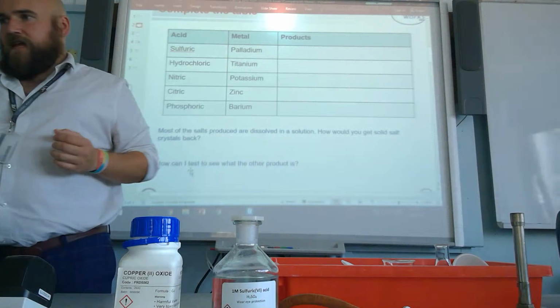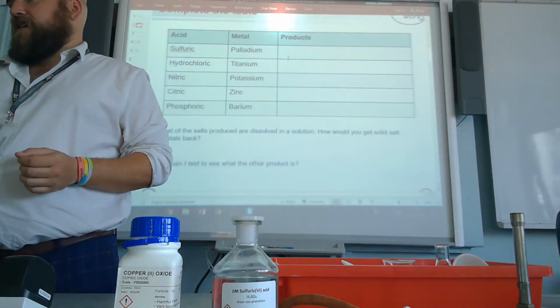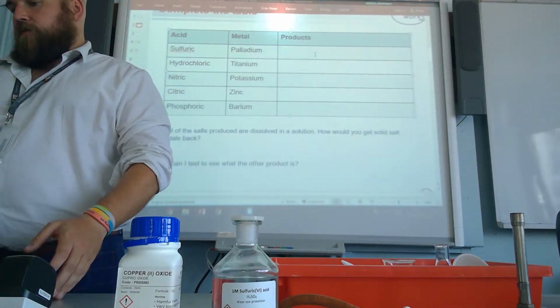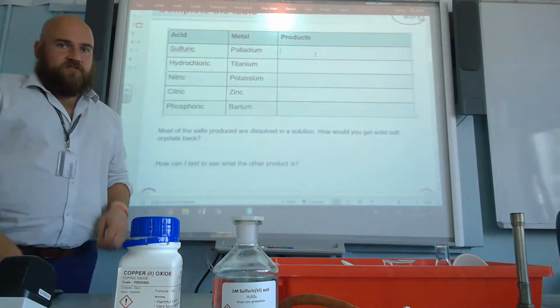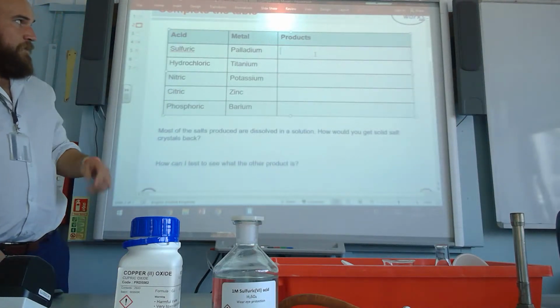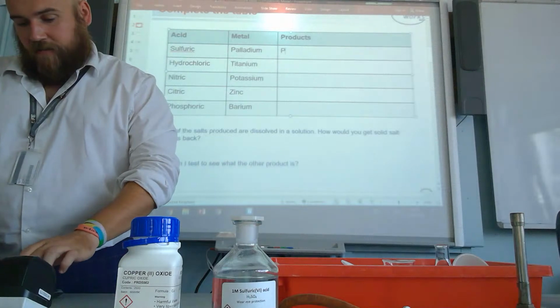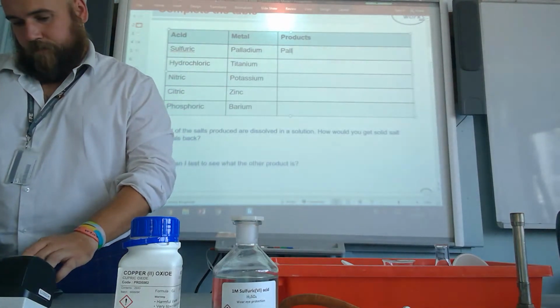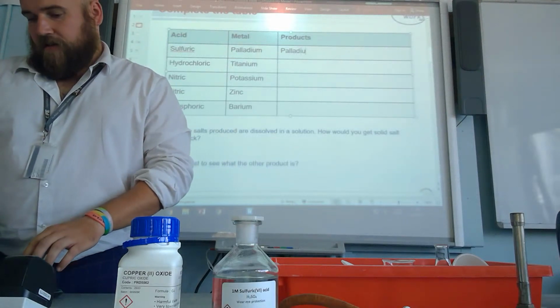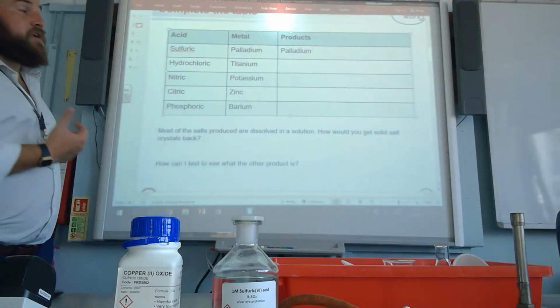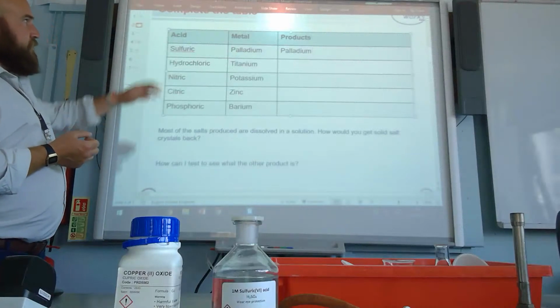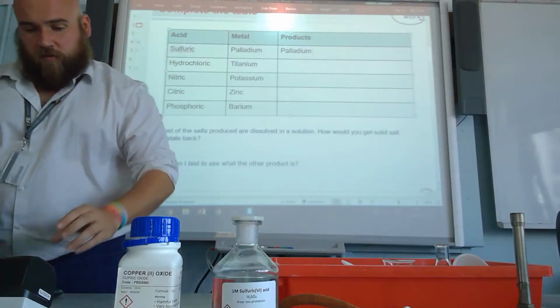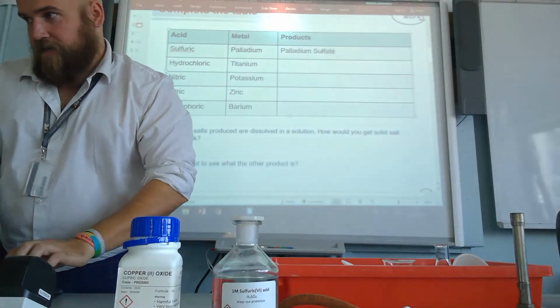Okay, so let's have a go at these answers. Quick reminder of how you actually name the salts that are produced. The first name of each salt comes from the metal. So palladium metal will produce palladium salts. And then the surname, or the second name, comes from the acid used. It's sulfuric acid used, so it would be palladium sulfate.